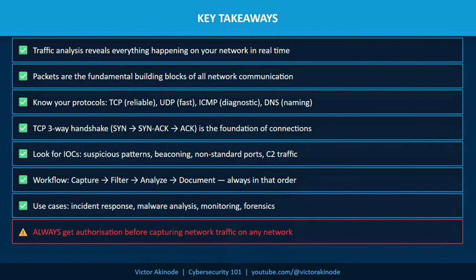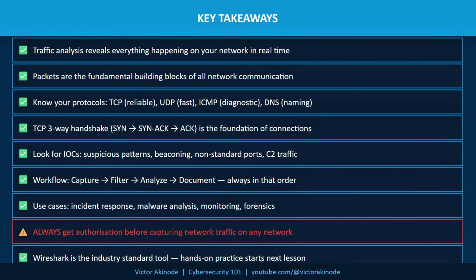And this one is very important. That is, before you capture anything on any network, ensure you get authorization. Do not run anything touching network traffic capturing without proper authorization. And lastly, Wireshark is the industry standard tool for packet analysis.